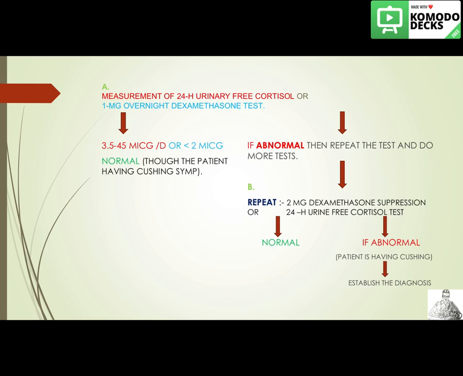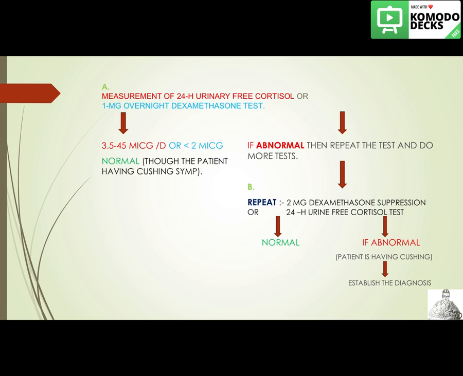Since the diagnosis of Cushing's syndrome is not easy, we approach the patient in 4 easy steps. In the first step we do the 24-hour urinary free cortisol test or the 1 mg overnight dexamethasone test, any one of the two. When we do the 24-hour urinary free cortisol test and the cortisol level is 3.5 to 45 microgram in a day, or when we do the 1 mg overnight dexamethasone test and the cortisol level is less than 2 microgram, yes, the patient is normal, though having the Cushing's symptoms but not having Cushing's syndrome.